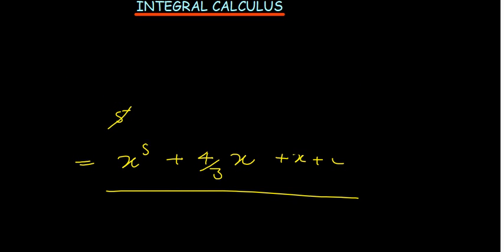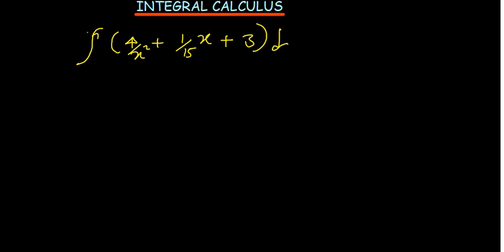Let's look at another one, and see how we are able to work it out. What if we are talking about the integral of, let's say, 4 over x squared plus 1 over, let's say, 15, and then we have got x on top, and then plus a 3 with respect to x. How can we work out this one?